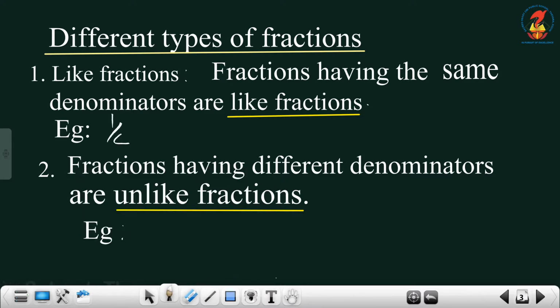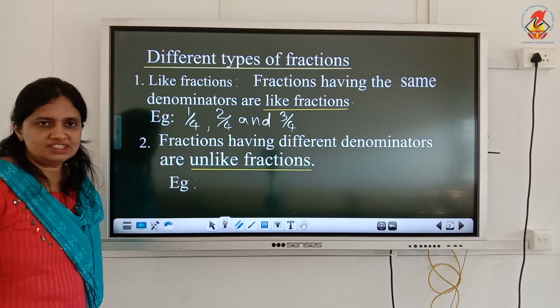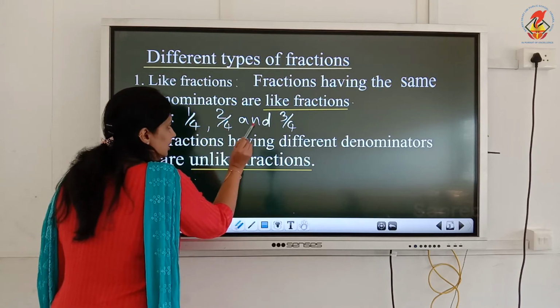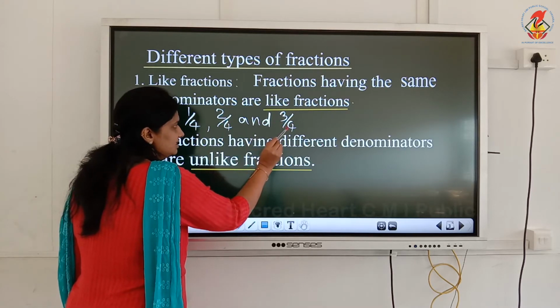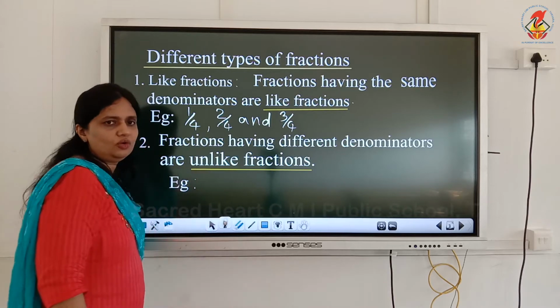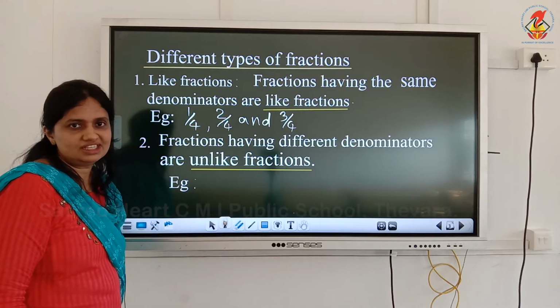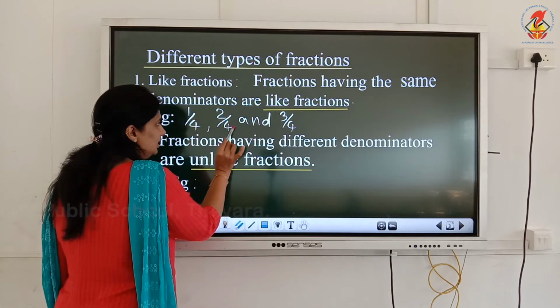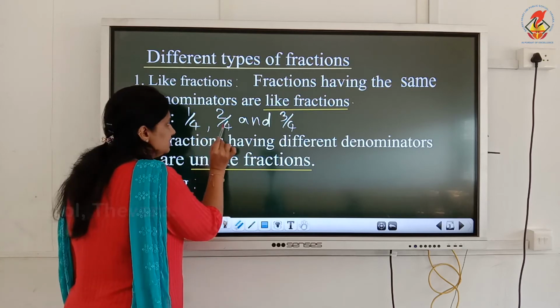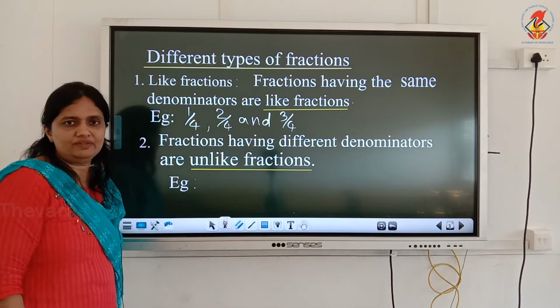I will give you like fractions. See, 1 by 4, 2 by 4, and 3 by 4. All are like fractions only. You know what's the reason? See, all the denominators are same only, right? Then they are called like fractions. Is it clear? Numerators are different, don't worry about that. But you need to look at the denominators. All are same only, right? That type of fractions are called what?